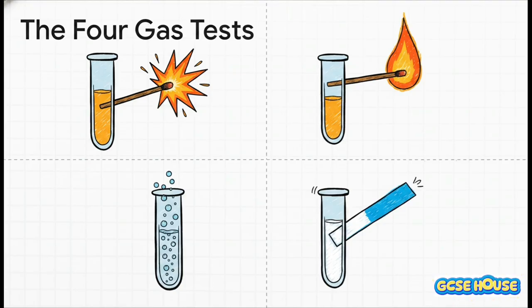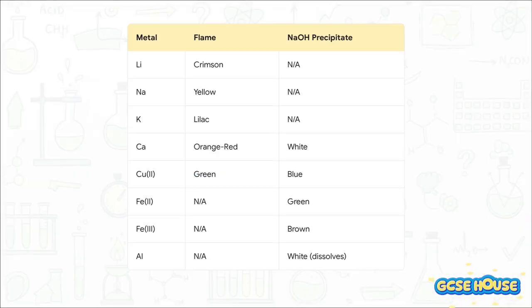Carbon dioxide turns lime water cloudy when you bubble it through. And chlorine bleaches damp blue litmus paper totally white. Pop, relight, cloudy, bleach. Do not mix those up. Take a mental screenshot of this table right now.